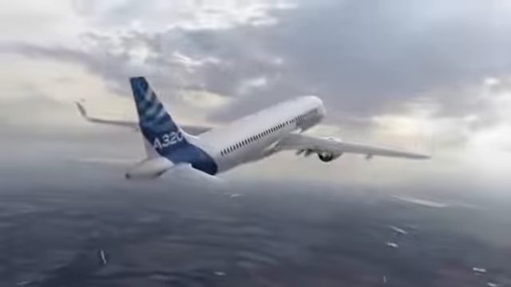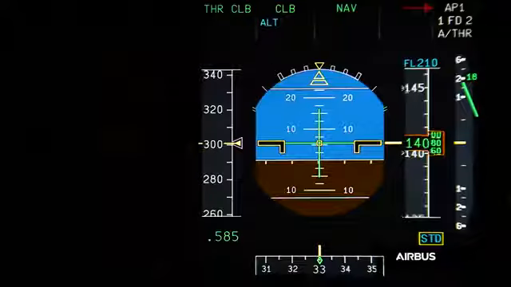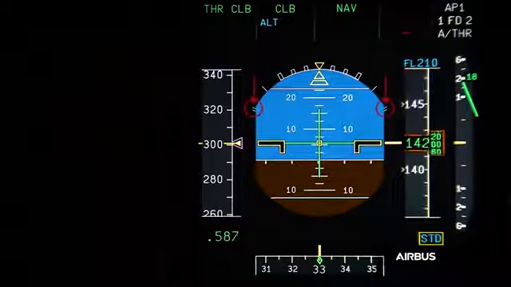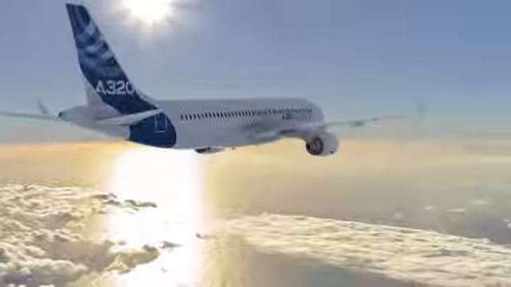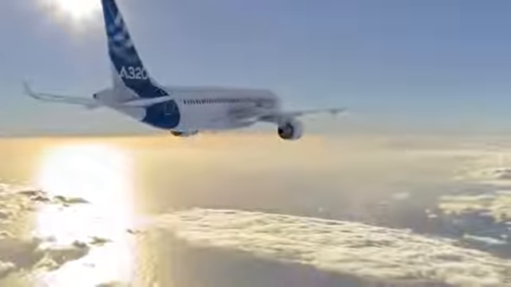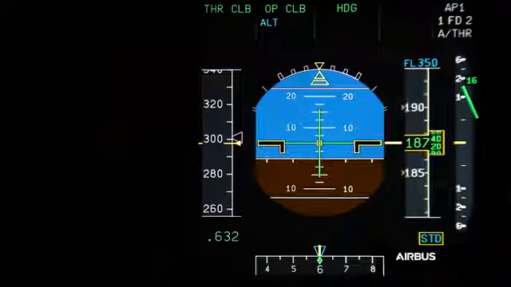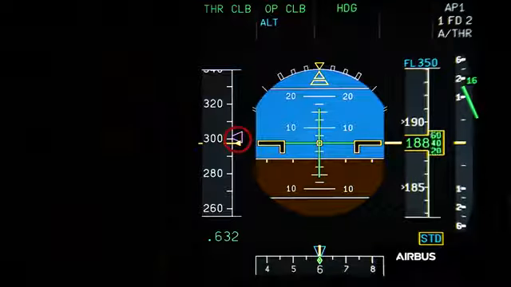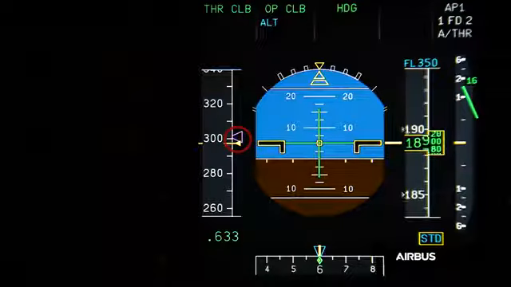The aircraft is climbing in managed speed with autopilot, flight directors and autothrust engaged in normal law. Further on, during the climb, a first initial effect of the issue can be noticed. As you can see, the aircraft has difficulty reaching the target speed.